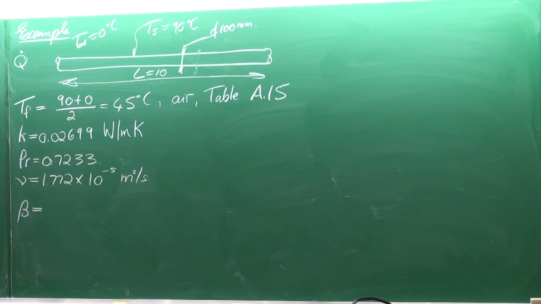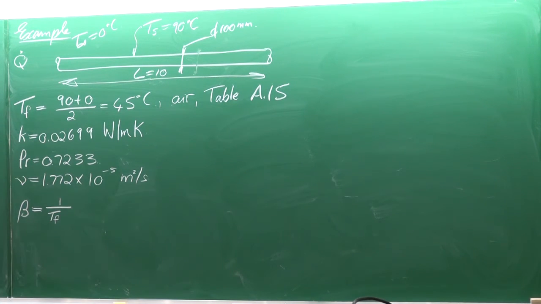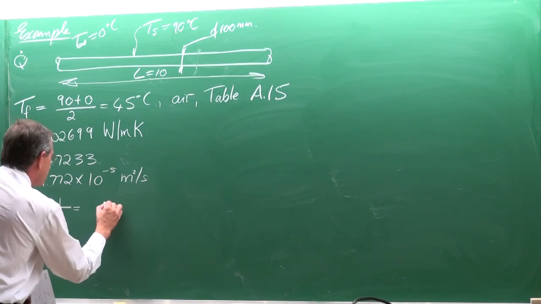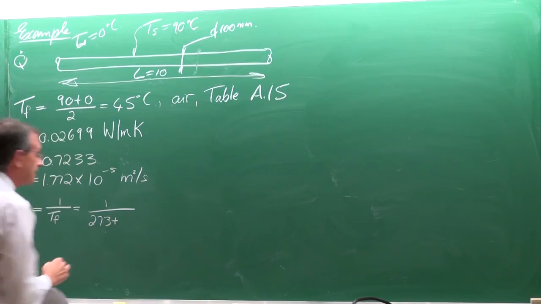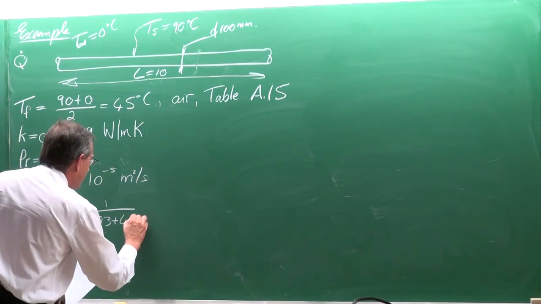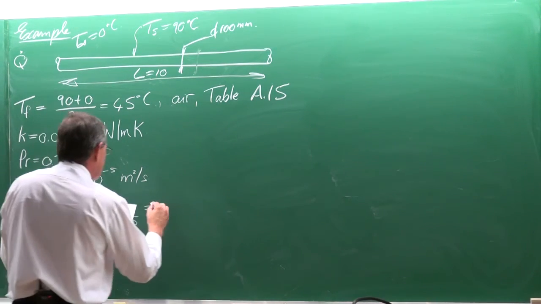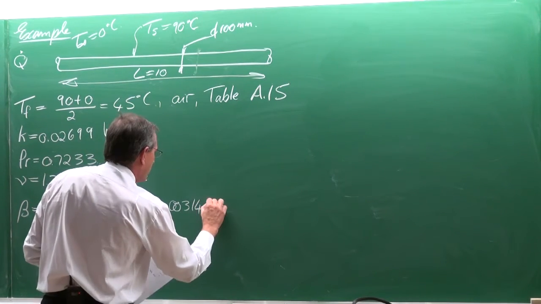Now, if you think back of the theory, then you might remember that for an ideal gas, we can say beta is equal to 1 divided by the film temperature. Okay. So that is what we're going to do here. It is going to be 1 divided by 273, take note, it's in Kelvin, plus 45. And if we calculate it, then it is equal to 0.003145.